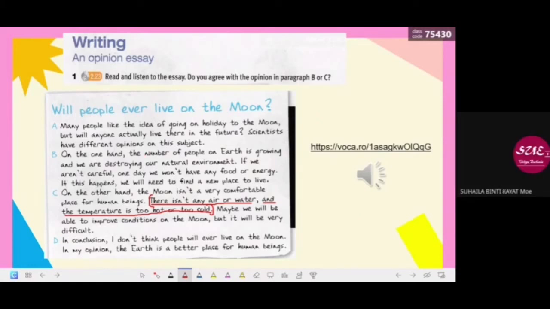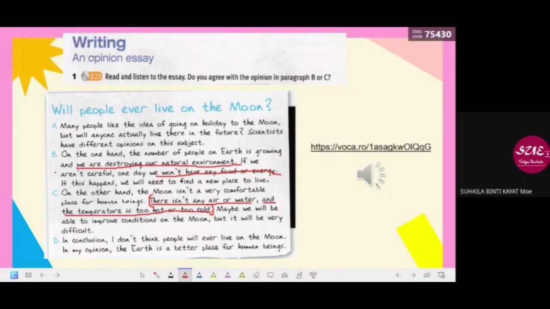Okay, the number of people is increasing, Earth is growing, and we are destroying our natural resources. If we aren't careful, one day we won't have any food or energy. If this happens, we will need to find a new place to live. Okay, here. If people want to live, this will be the cause. We are destroying our natural environment. Ada sebab dia. We won't have any food or energy. Okay. So these are the reasons.